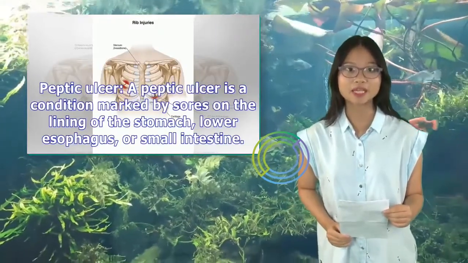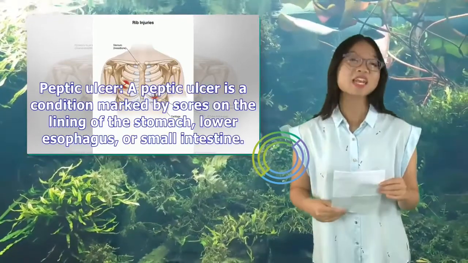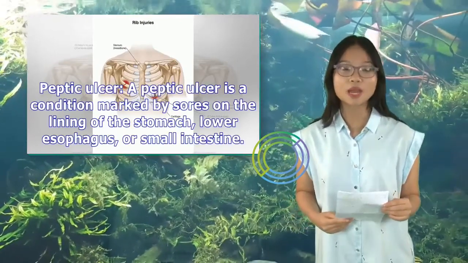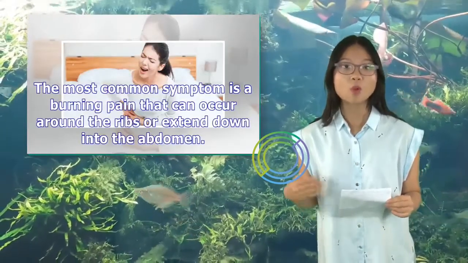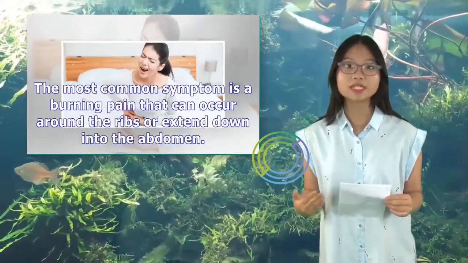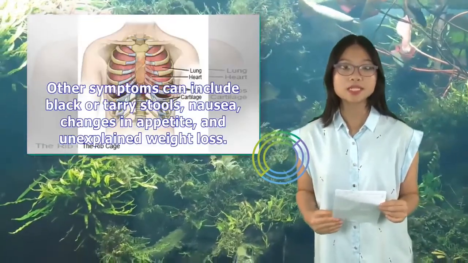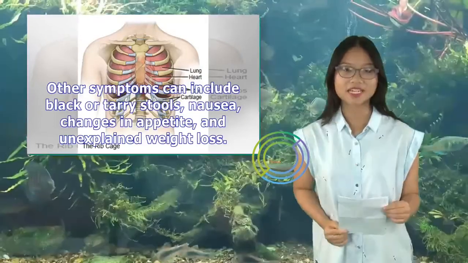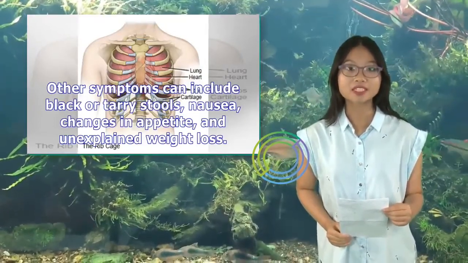Peptic ulcer. A peptic ulcer is a condition marked by sores on the lining of the stomach, lower esophagus, or small intestine. The most common symptom is a burning pain that can occur around the ribs or extend down into the abdomen. Other symptoms can include black or tarry stools, nausea, changes in appetite, and unexplained weight loss.